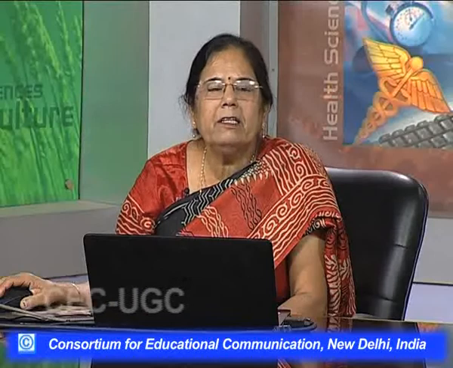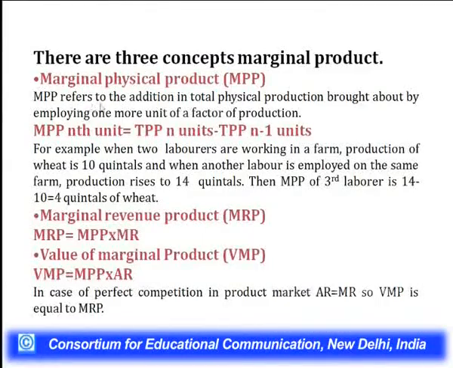Now, what is marginal productivity and what are the three concepts attached to it? There are mainly three concepts. One is marginal physical productivity, another is value of marginal product, and the third one is marginal revenue productivity. Now, what is the marginal physical product? Marginal physical product refers to the addition in total physical production brought about by employing one more unit of a factor of production. So, MPP of the nth unit is equal to TPP, or total physical productivity, of n units minus total physical productivity of n minus 1 units.